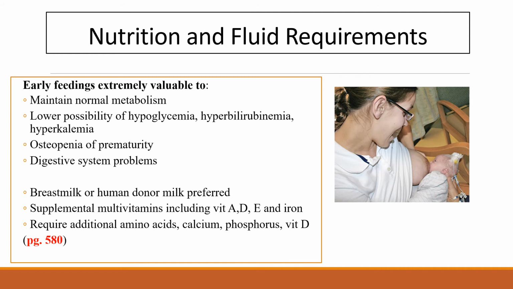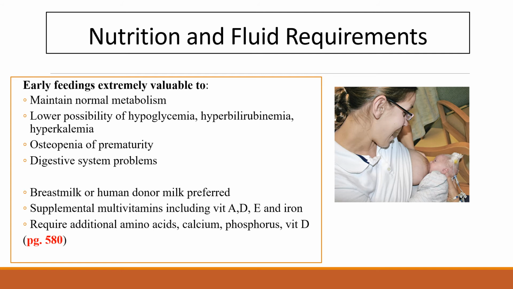Nutrition and fluid requirements are very, very important for babies that are either premature, small for gestational age, or have intrauterine growth restriction. Early feedings are extremely valuable to maintaining their metabolic rate and lowering the possibility of hypoglycemia. It also will help to ward off hyperbilirubinemia because early feedings will activate the gut and digestive system, allowing babies to have more frequent stools so they can get rid of the hyperbilirubinemia. So bilirubin is excreted in the urine and in the stool.